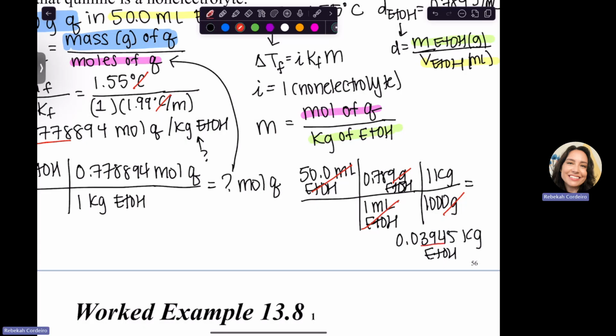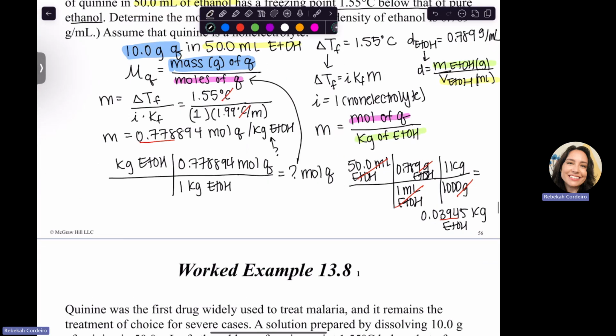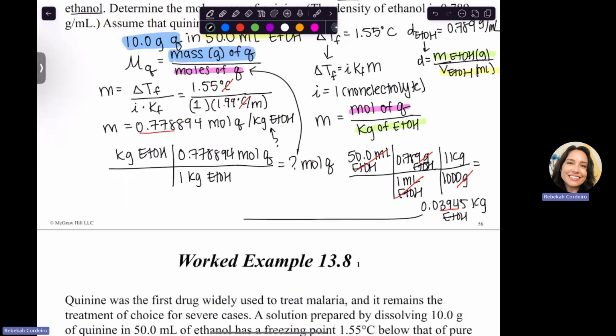So I'll mark my sig figs as I work. Then I'll take this number and we'll plug it in right here. So we'll say times 0.778894. So that will give me 0.030727 moles quinine.